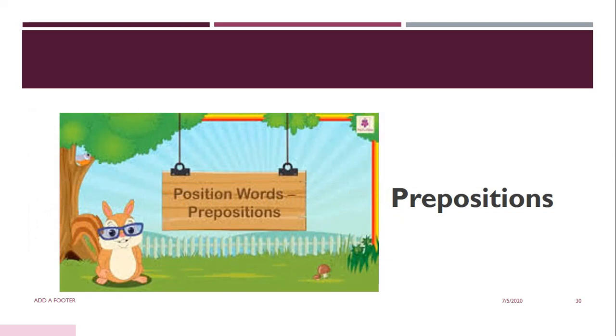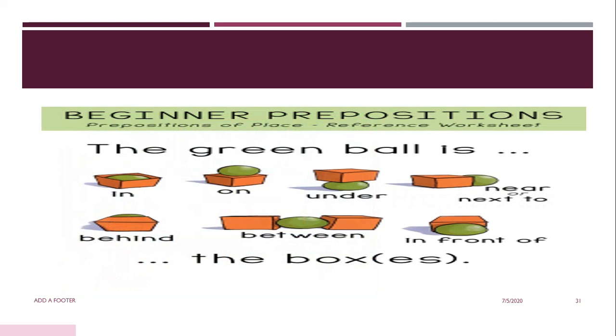Our next lesson, or next part of our lesson, is about prepositions. Prepositions are basically position words. Position words means that they tell us about the position of something or someone. In this picture, you can see that the green ball is in the box, on the box, under the box, near or next to the box, behind the box, between the two boxes, and in front of the box. So all these prepositions, in, on, under, near, next to, behind, between, in front of, are telling us about the position of the ball.